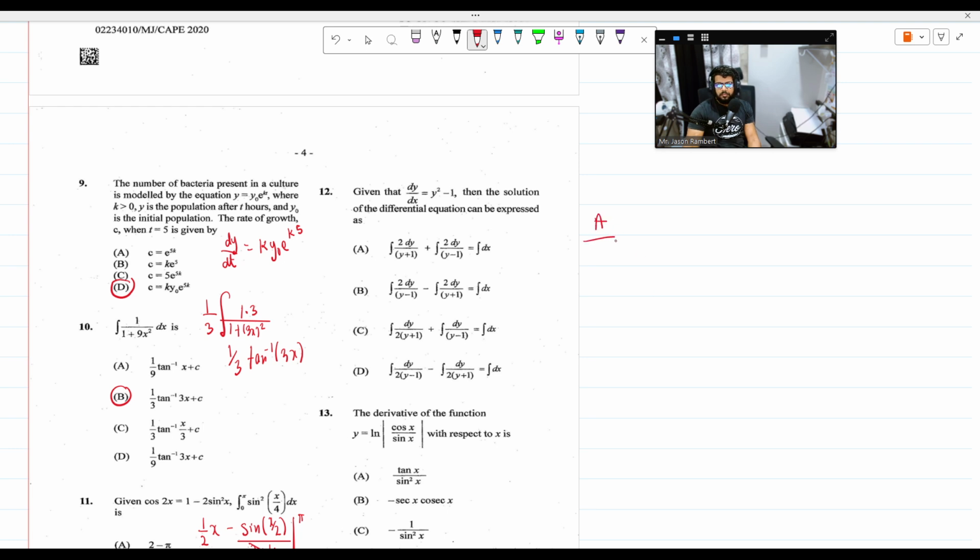We're going to get A over y minus 1 plus B over y plus 1 is equal to 1 over y squared minus 1. Taking the LCM, we get (y plus 1) times A plus (y minus 1) times B, over (y minus 1)(y plus 1), is equal to 1. Let me set y to be 1 first. So I'll get 2A equal to 1, and A is 1/2. So the number above y minus 1 is going to be 1/2, or 1 over 2 multiplied by y minus 1. The only option that gives me that is D.